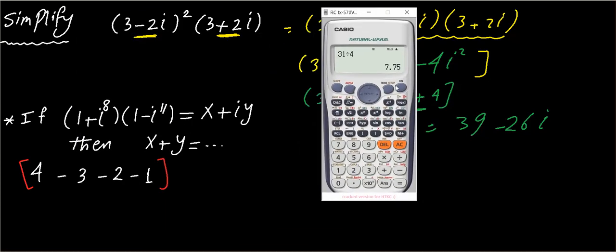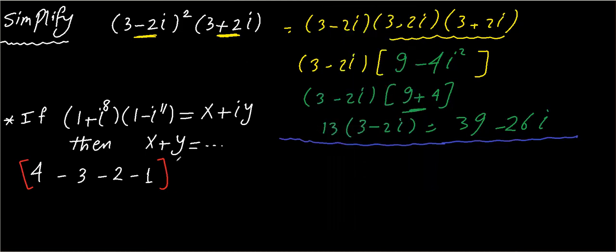First, press mode, complex, mode number 2. First bracket, 3 minus 2i, bracket power 2, second bracket, 3 plus 2i, equals 39 minus 26i. 39 minus 26i is a complex number. 39 is the real part and the negative 26i is the imaginary part.